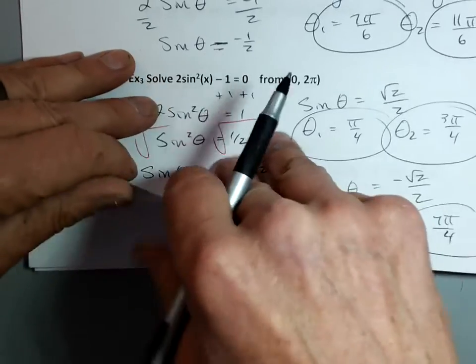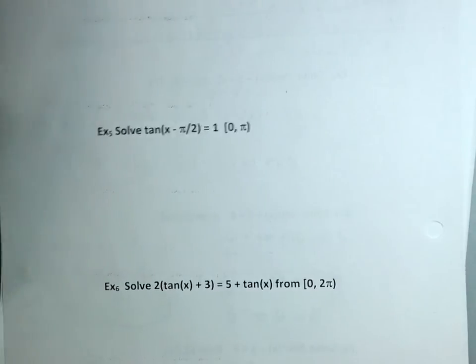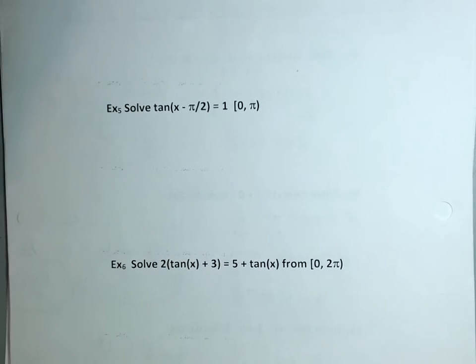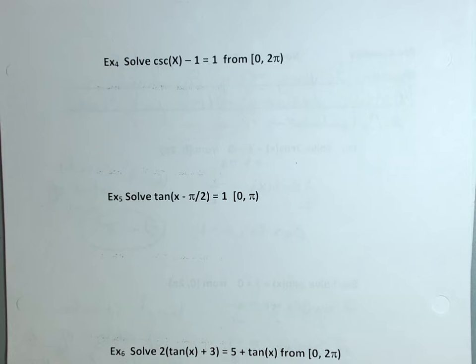Okay, here we go. Example 4. Cosecant. Well, what do I know about cosecant?